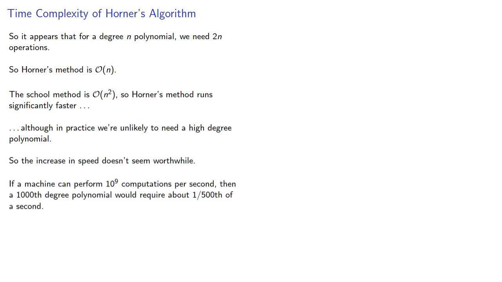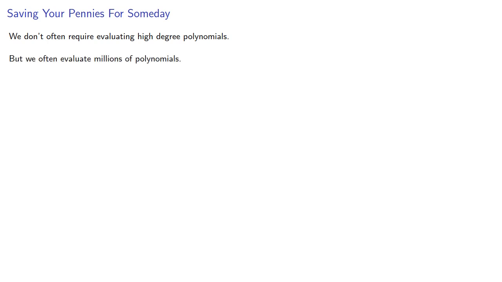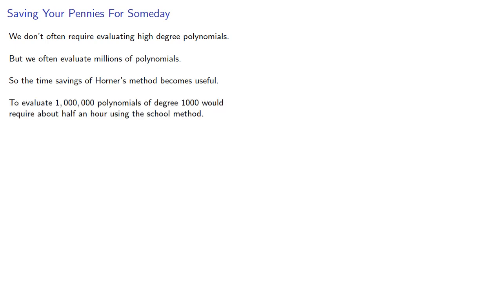If a machine can perform 1 billion calculations per second, then a 1,000th degree polynomial would require about 1/500th of a second, while Horner's method would require 1/500,000th of a second. While the difference in time seems almost imperceptible, note that we don't often require evaluating high-degree polynomials, but we often evaluate millions of polynomials, so the time savings of Horner's method becomes useful. To evaluate 1 million polynomials of degree 1000 would require about half an hour using the school method, but only 1/500th of a second using Horner's.